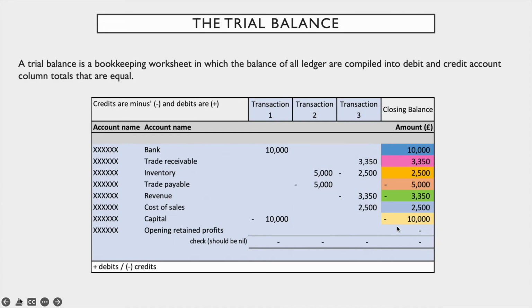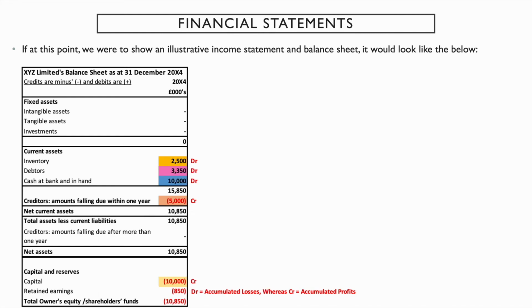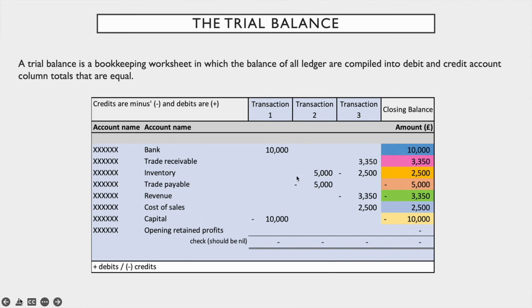What we're going to do now is illustrate the income statement and balance sheet from that trial balance we just constructed. It would look something like the below. We've got our balance sheet here, and we've just taken the closing balance from each of those previous amounts. So inventory was 2,500, debtors was 3,250, and cash was 10,000, and those were all debits. If we go back to the previous slide, those are the amounts I was speaking about. So again, we're just introducing you to the trial balance here.